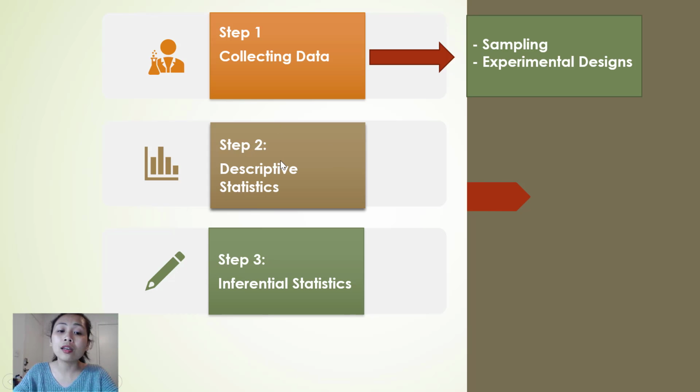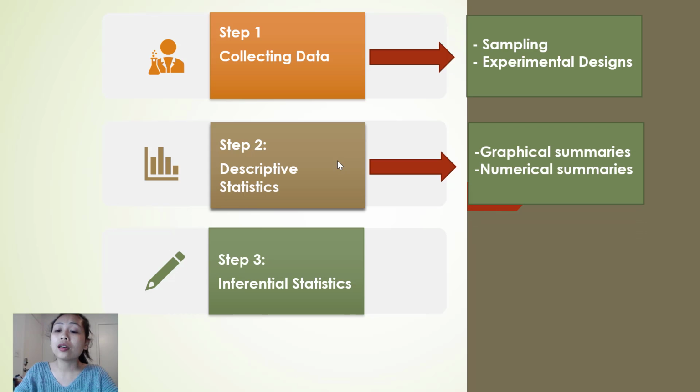So step 2 is basically summarizing the data, and we have 2 types of summaries. Graphical summaries, where we are going to use stat graphs like box plots, histograms, stem and leaf plots, bar charts, pie charts, and many other types of graphs. And we also have numerical summaries, the five number summary, like mean, median, mode, and standard deviation.